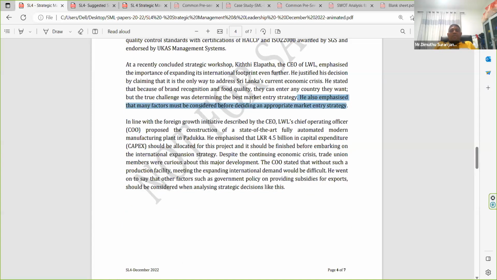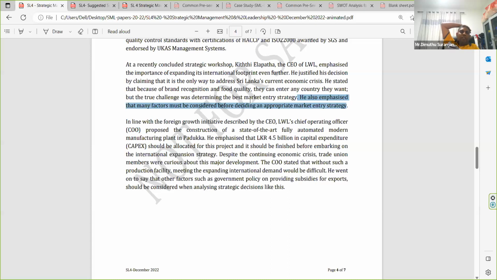He emphasized that LKR 4.5 billion in capital expenditure, capex, should be allocated for this project, and it should be finished before embarking on the international expansion strategy. Despite the continuing economic crisis, trade union members were curious about this major development. The CEO stated that without such a production facility, meeting the expanding international demand would be difficult.